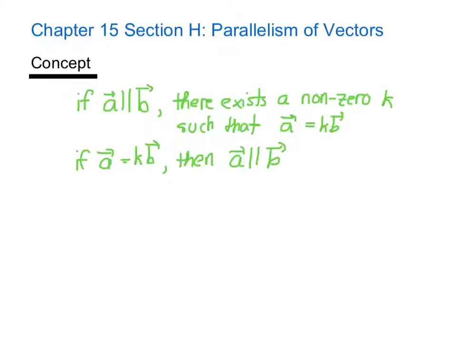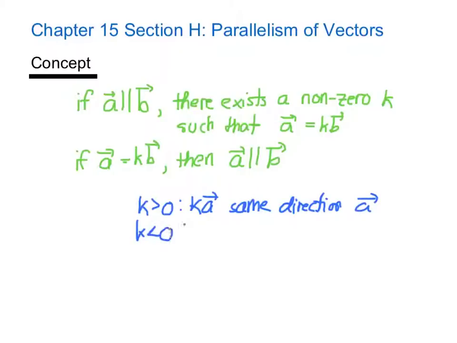Here are a few other things to consider. If k is greater than 0, then the scalar k times vector A has the same direction as vector A. And if k is less than 0, then k times vector A is the opposite direction of vector A.